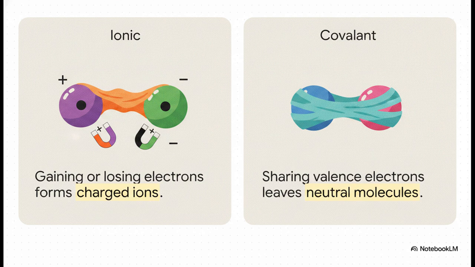But check out the covalent bond on the right. This is an equitable partnership. Because they're peacefully sharing their valence electrons, nobody is gaining or losing a full charge. They stay totally neutral. No highly charged particles at all. So, the big takeaway? Ionic is all about complete transfer and charged ions, while covalent is all about mutual sharing and neutral molecules. Think of it like a blanket. An ionic bond is one person completely hogging the blanket, while a covalent bond is two people perfectly sharing it.